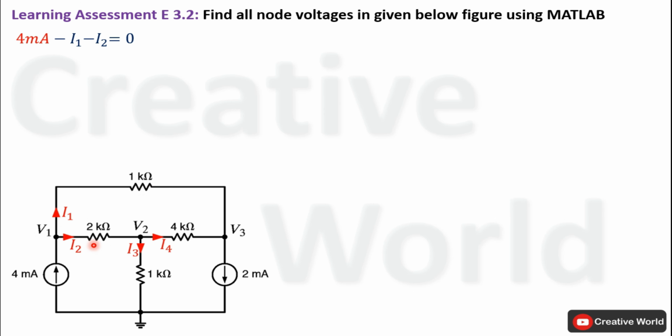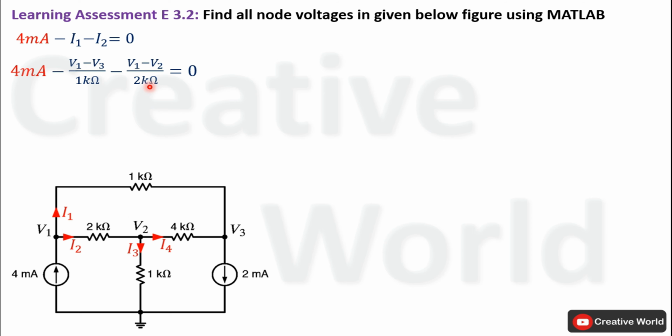Similarly, current I2 will be the voltage across this 2 kΩ resistance divided by the value of the resistance. In this case, current is leaving from this node. It means this node is at a higher potential than this node. The voltage across the 2 kΩ resistance will be equal to the difference of these two node voltages, V1 minus V2. So we can say that current I2 will be equal to V1 minus V2 divided by 2 kΩ. Modify this equation by replacing these two currents with their equations. I1 is equal to V1 minus V3 divided by 1 kΩ. Similarly, I2 is equal to V1 minus V2 divided by 2 kΩ.